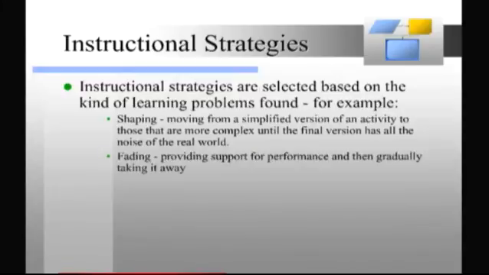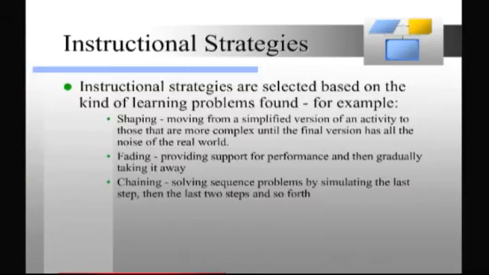Fading is to provide support for the performance and then gradually take it away. Sometimes this is called scaffolding. One good example is coaching. You provide a coach who gives you advice in the early parts of the simulation, for example, and then you remove that coach as you go along until at the very end you're doing a simulation of, say, a real firefight, and the coach advisor is no longer present and the learner has to make all the decisions on their own.